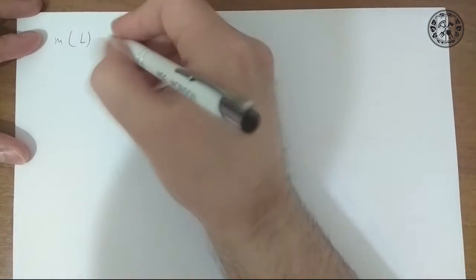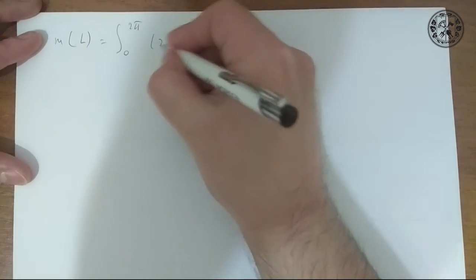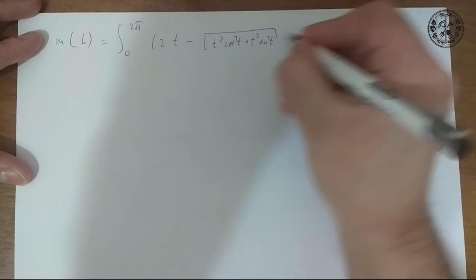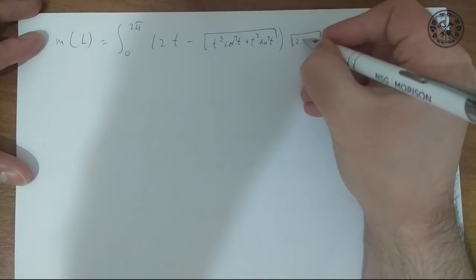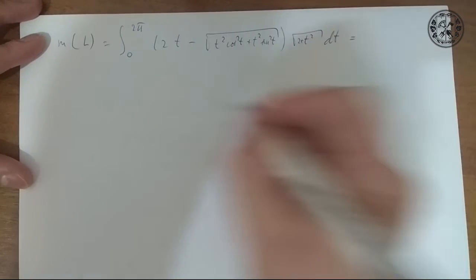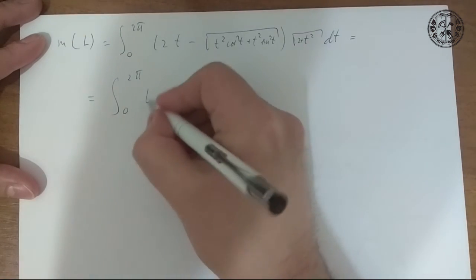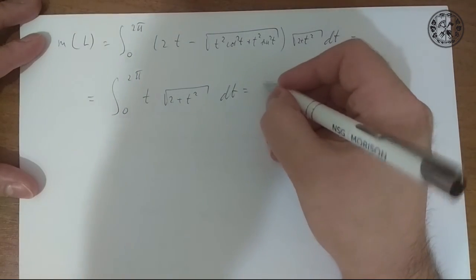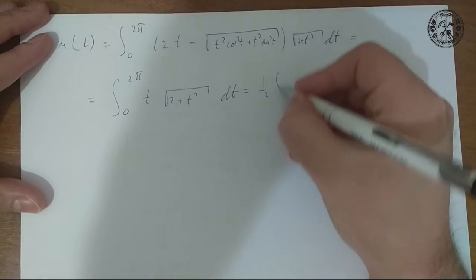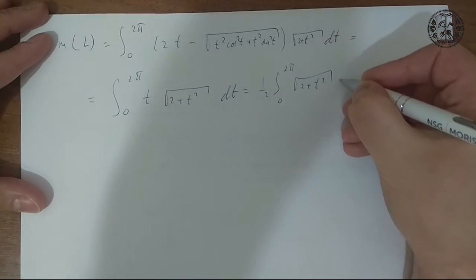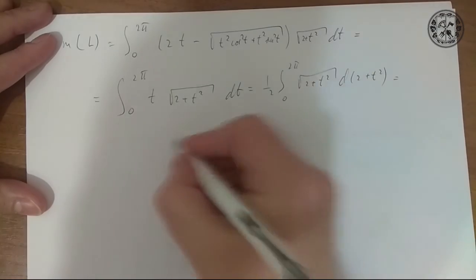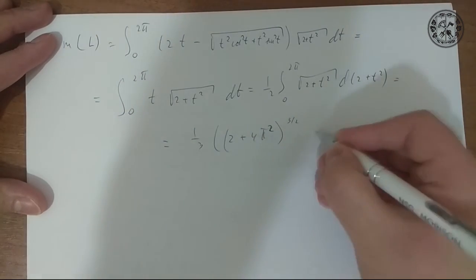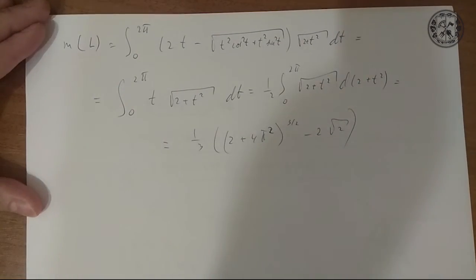Mass of a curve will be integral from 0 to 2 pi 2t minus square root t square cosinus square t plus t square sinus square t, and everything is multiplied by square root of 2 plus t square dt, which is equal to integral 0 to 2 pi t square root of 2 plus t square dt. And we can move this t under the differential. We'll get 1 over 2 integral from 0 to 2 pi square root of 2 plus t square d 2 plus t square, and in the end get 1 over 3 2 plus 4 pi square power 3 over 2 minus 2 square root of 2, which will be mass of our curve.